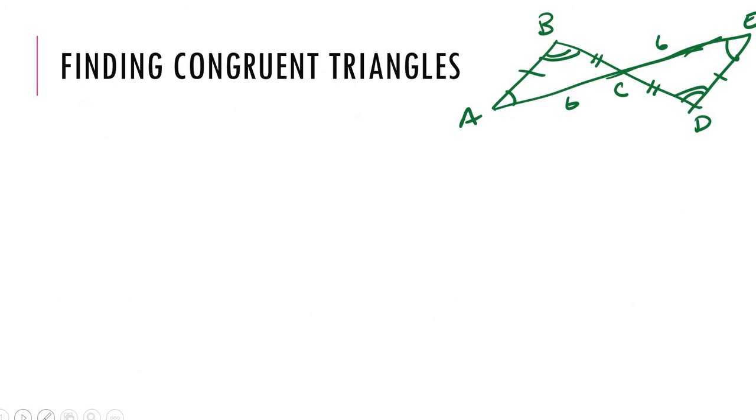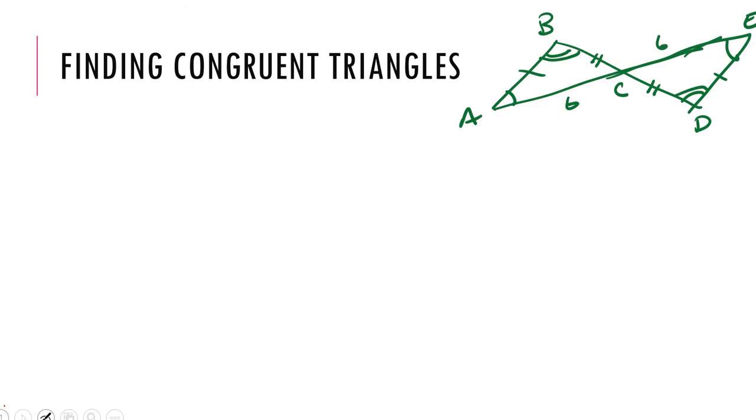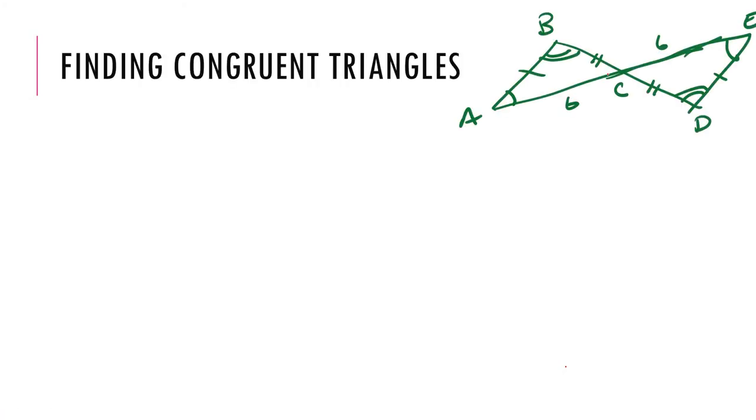Okay, finding congruent triangles. Triangles are congruent, remember, when their corresponding sides and angles are all the same. So I'm going to look at this, and I'm going to start with the givens. BC is congruent with CD.